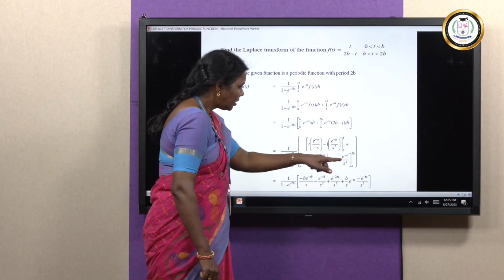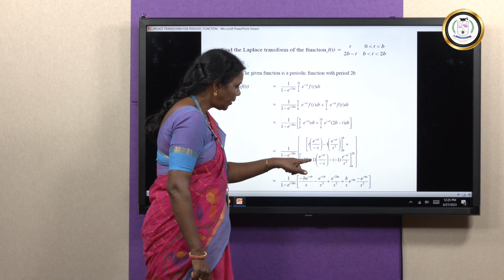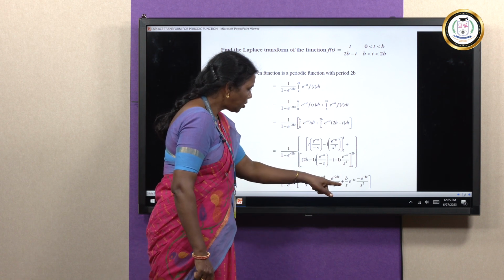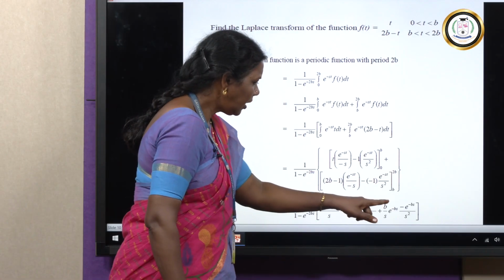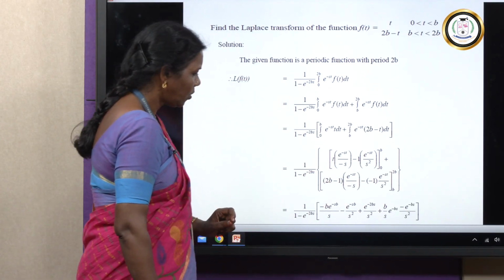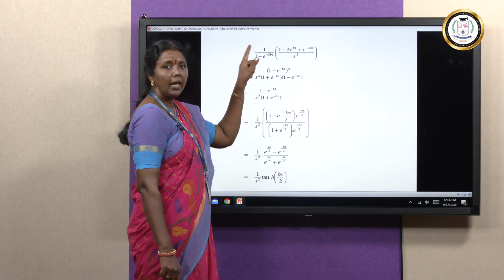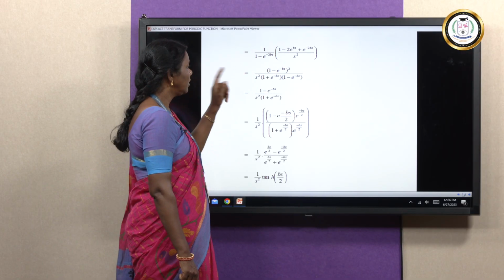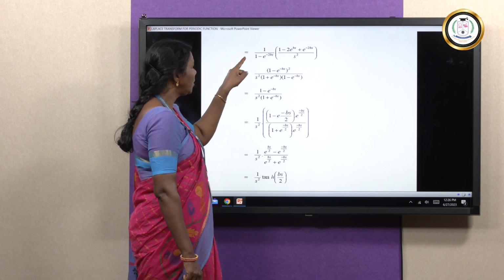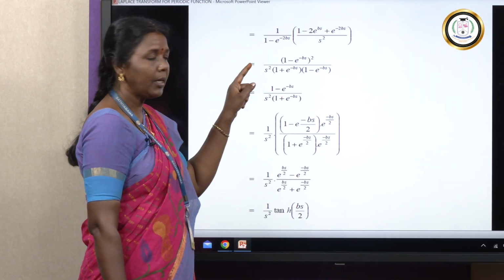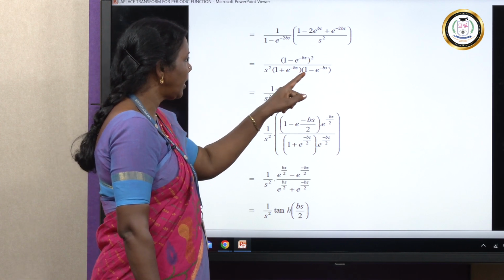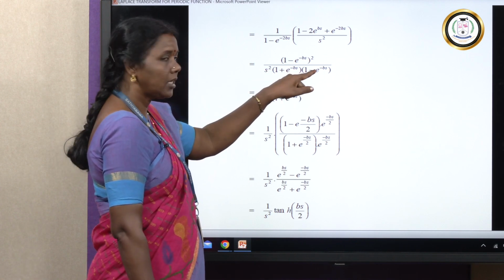Okay, and now substituting the lower limit, 2b minus b. So it is b by s into e power minus bs, and here minus e power minus bs by s squared. Simplifying that, we will get 1 by 1 minus e power minus 2bs into 1 minus 2 times e power minus bs plus e power minus 2bs, all by s squared. So again we can use the a minus b whole squared formula. That is what we have used here, and here also we can use a squared minus b squared, written as a plus b into a minus b, and this power 2 gets cancelled with this linear term.